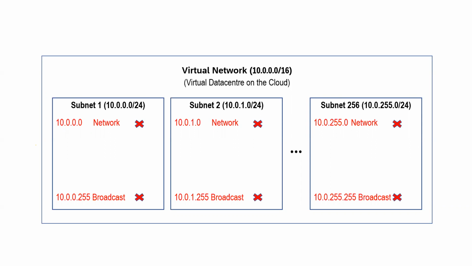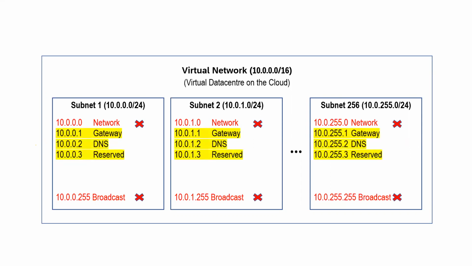Now in cloud computing, in addition to these two IP addresses, there are 3 more IP addresses which are non-usable. That is the IP address 10.0.0.1, the second IP address, the third IP address, and the fourth IP address. These IP addresses are reserved. What are they reserved for? The gateway of that subnet.